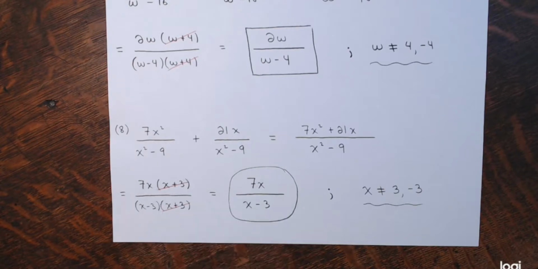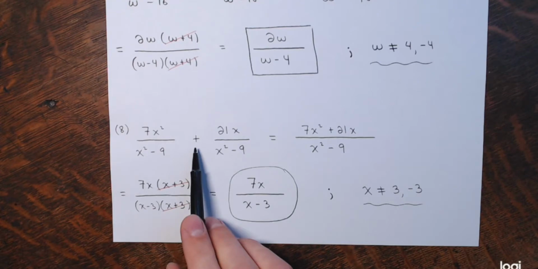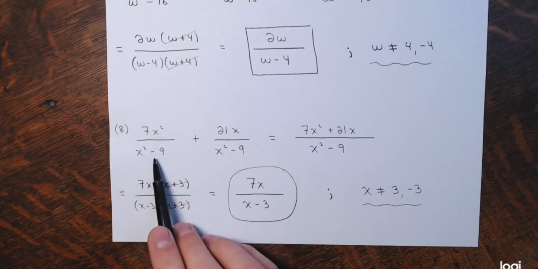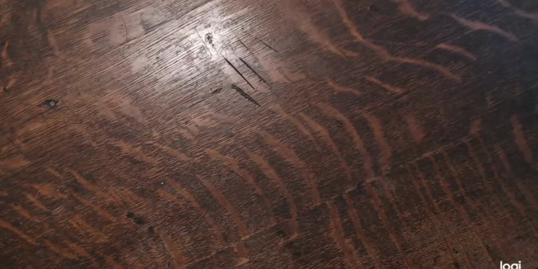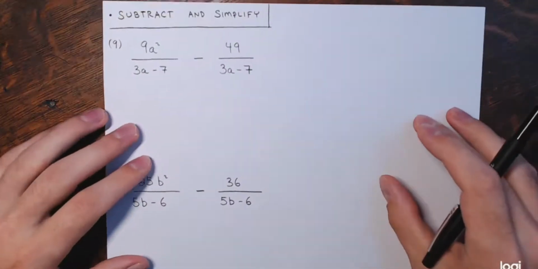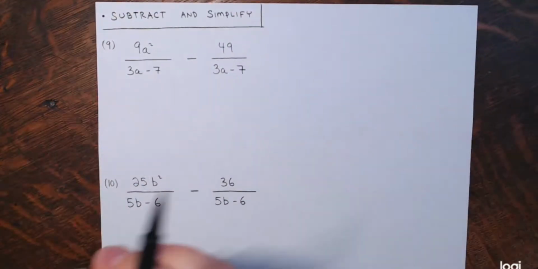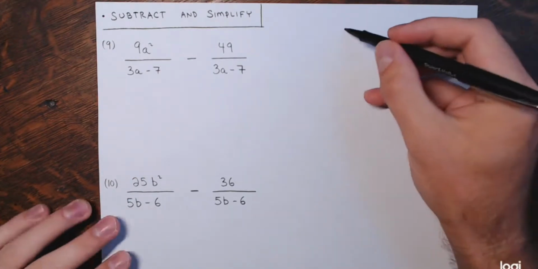Okay, so examples 1 through 8, we were doing addition, adding two fractions that already had a common denominator. For examples 9 through 16, we're doing subtraction. And don't forget the rule. I wrote it up earlier.